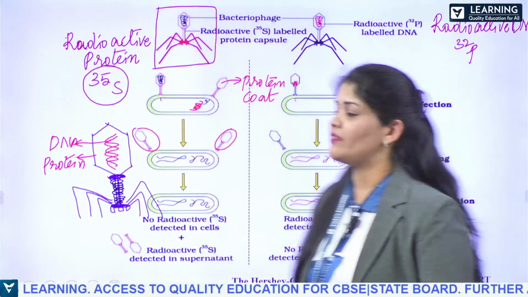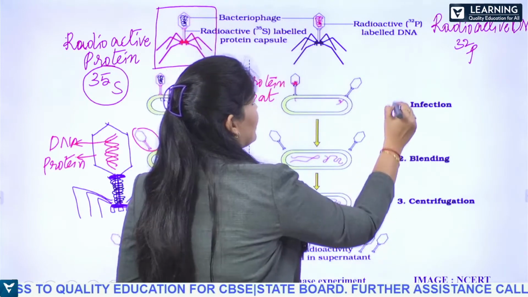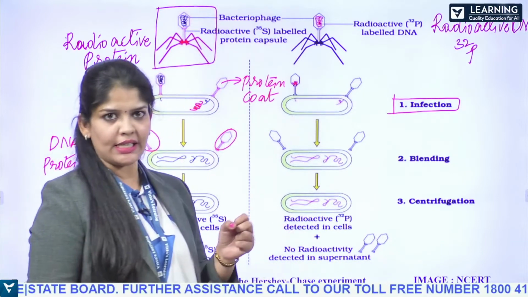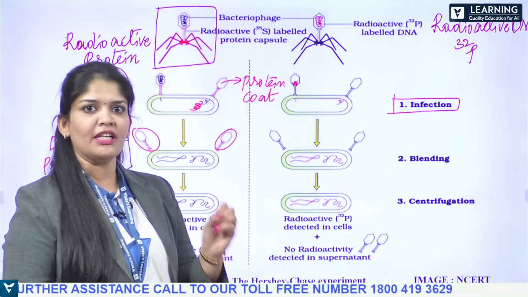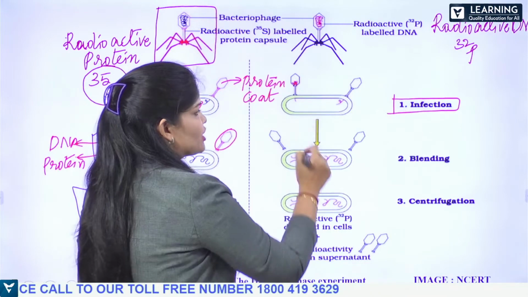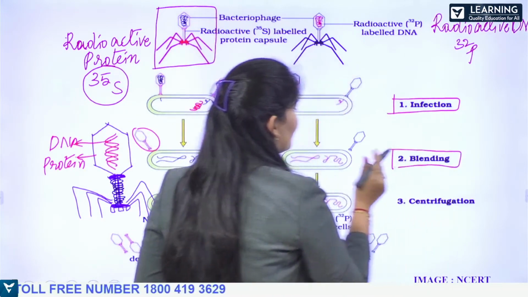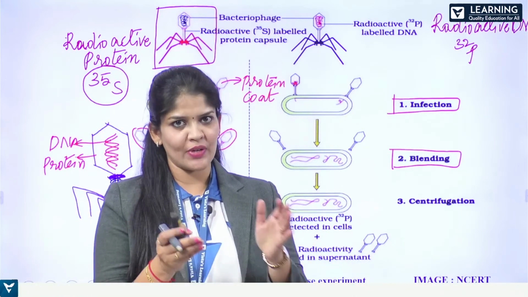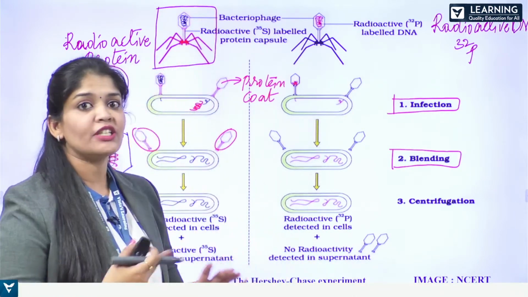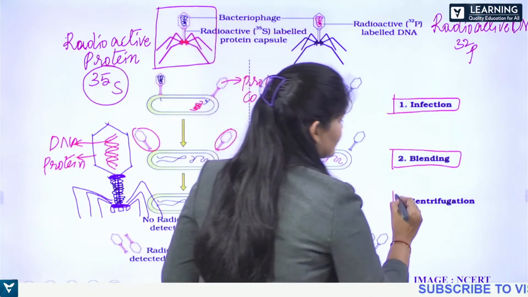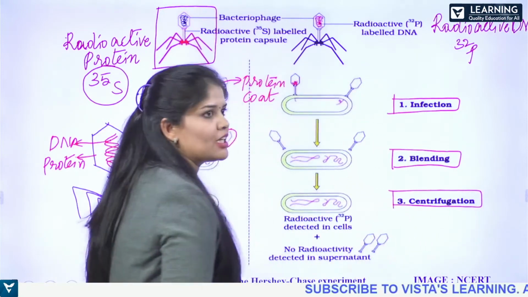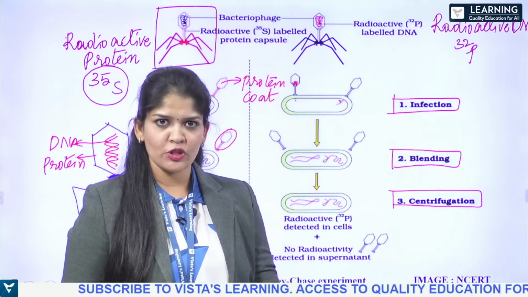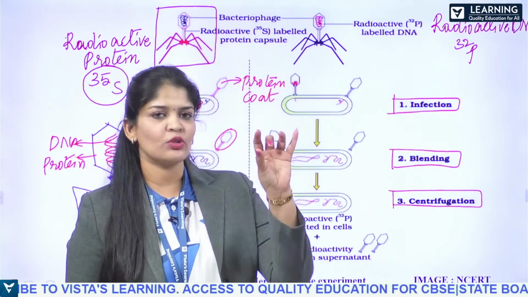At this stage, the infection is happening, where the virus starts infecting the bacteria by injecting its genetic material into the bacterium. Once that stage is finished, we blend this so that we separate the protein coat from the bacterial cell. After centrifugation, which is a separation method, the mixture is separated into pellet and supernatant. The pellet will be deposited, sedimented, and the supernatant will come to the top layer.